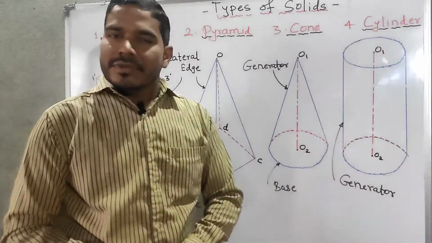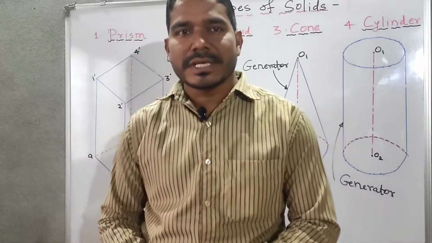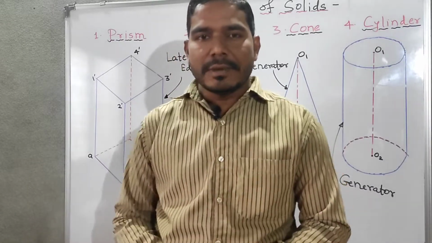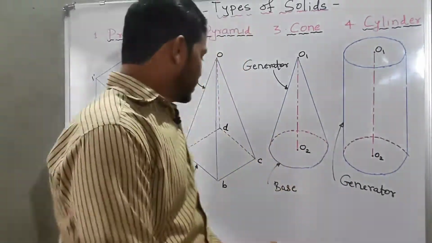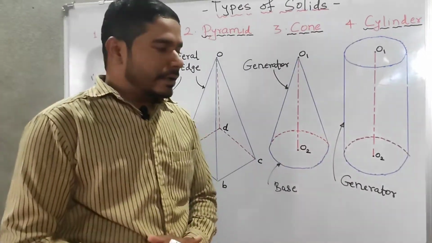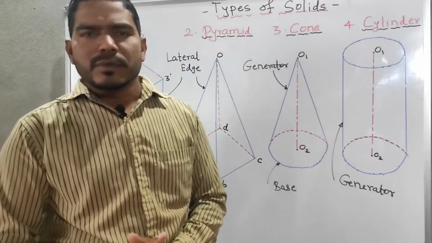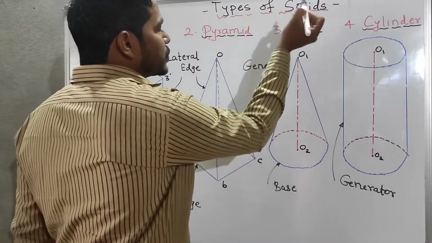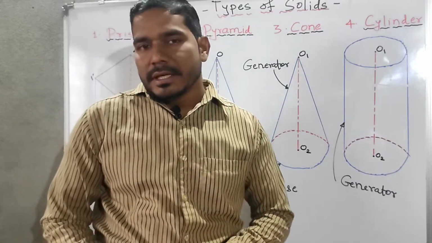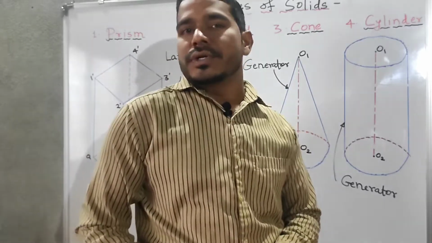Types of solids. Before that, what is meant by a solid? What are these fundamental solids? These are three-dimensional figures which can be described with the help of parameters like length, height, diameter, etc. Basically, these solids are divided into two types: the first one is the polyhedron, and the second one is the solids of revolution.